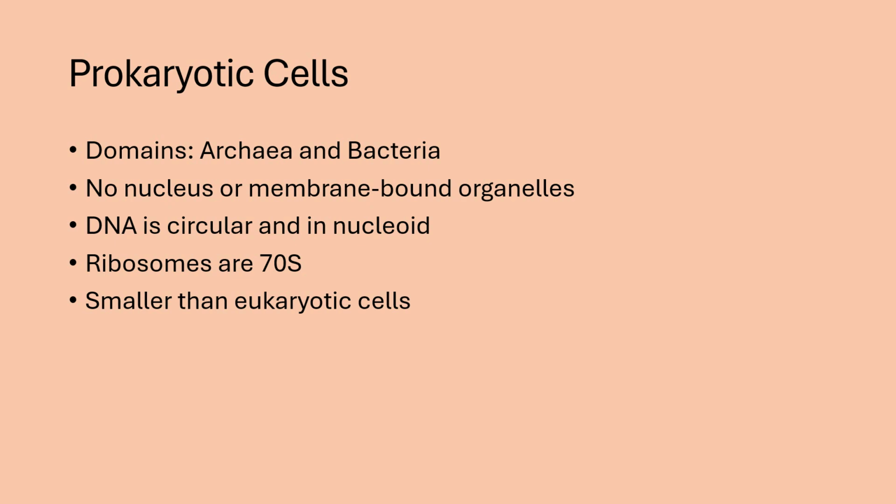So if we look at the prokaryotic cells, we're talking about those organisms that are in the domains archaea and bacteria. As I said, there's no nucleus, no membrane-bound organelles. The DNA, as I mentioned a little bit ago, is circular. It's in what's known as a nucleoid region. It's not a special containment area of the cell. It's just an area where the DNA tends to congregate. The ribosomes are 70S. S is a measurement used Svedberg for weight. They're smaller than the eukaryotic cells.